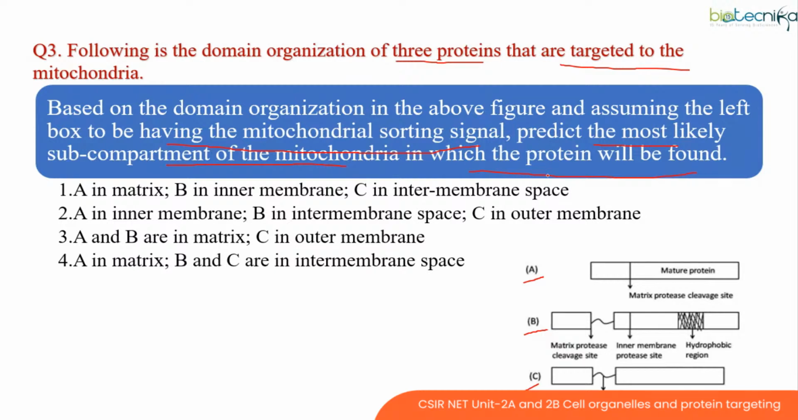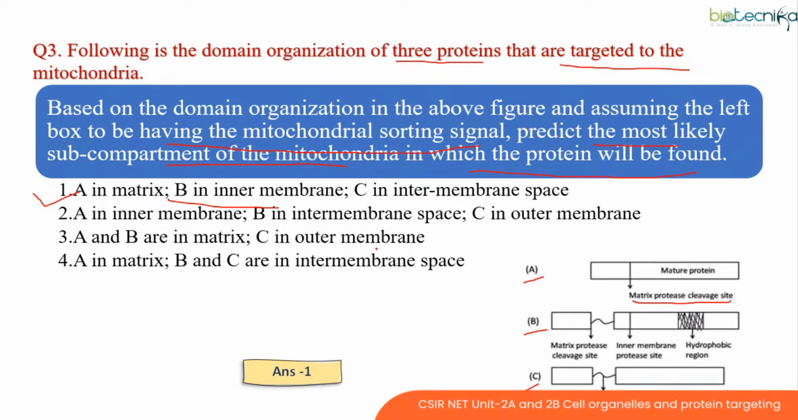So what should be the answer for this question? You can easily identify this. See, the first image is showing a mature protein and it has a matrix protease cleavage site. So obviously it will be directed towards the matrix, right? If it is not going to the matrix, what is the use of this MTS sequence? So a matrix protease cleavage site is there. So we can easily say that option 1 is the correct answer.